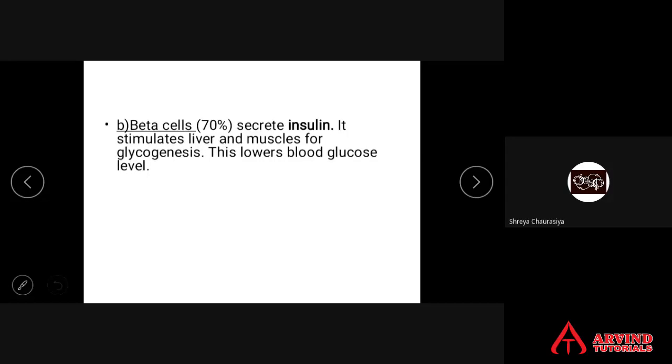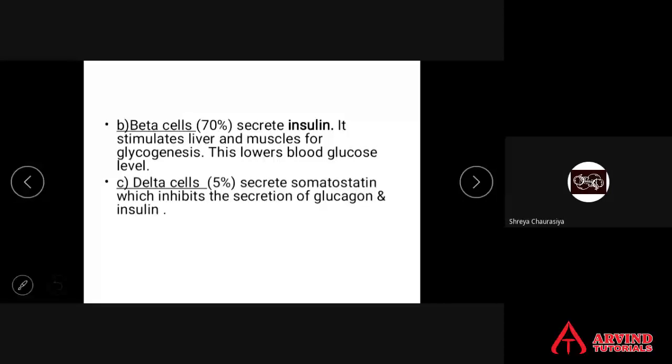So suppose there is more amount of glucose in the blood, body will produce insulin, so that the liver can uptake the glucose and convert the glucose into glycogen and store it. When glucose is taken up by the liver and stored in the liver, the level of glucose in the blood will come down. So it secretes insulin. It stimulates liver and muscle for glycogenesis. Glycogenesis means convert the glucose into glycogen and store it. This lowers the blood glucose level.